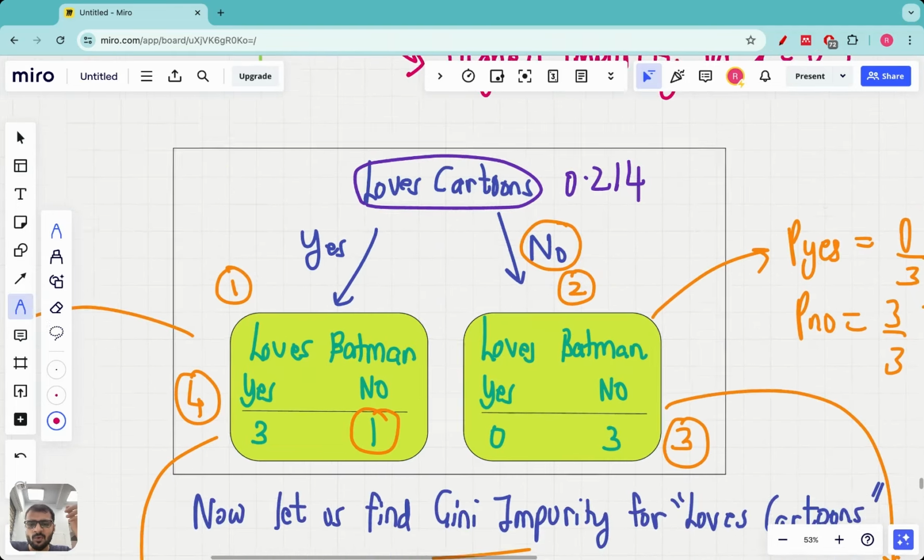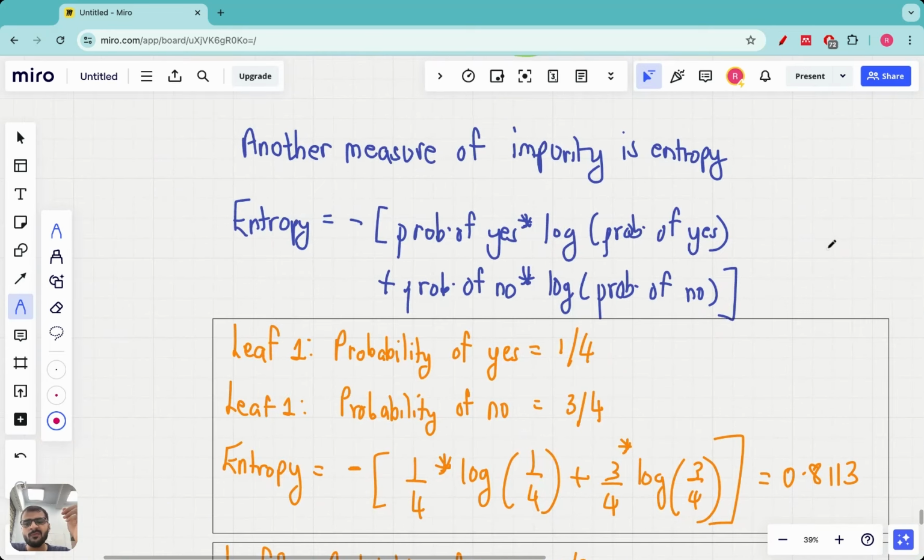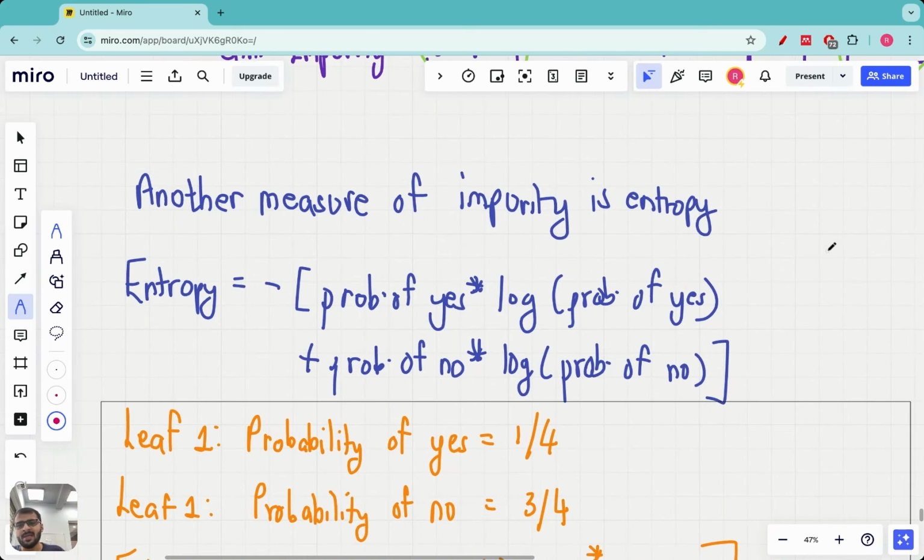Most of this lecture was focused on Gini impurity. However, there is one more measure of impurity, and that measure of impurity is called entropy. I have seen both measures being used to quantify the impurity of leaves, but just the formula is different. So for the Gini impurity, the formula is 1 minus probability of yes whole square minus probability of no whole square, right?